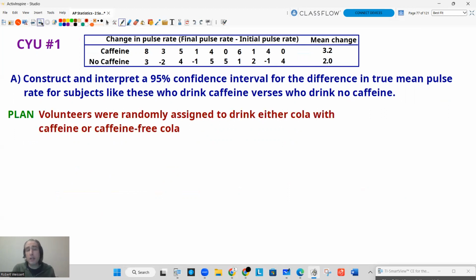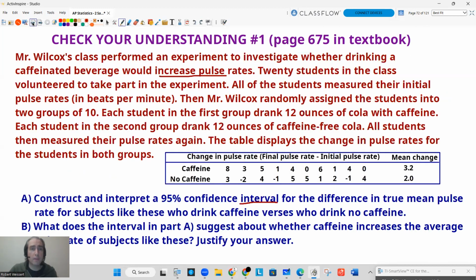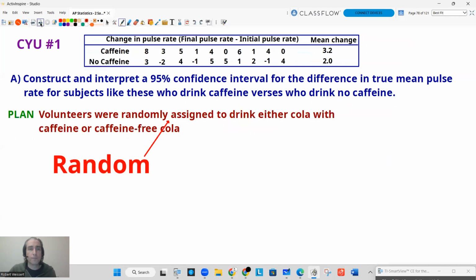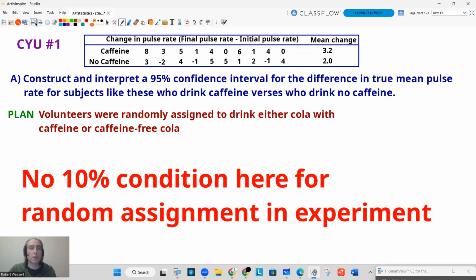All right, for our random, volunteers were randomly assigned to drink either cola with caffeine or caffeine-free cola. We were told that in the problem. You can go back to the stem of the problem and see that. 20 students in this class volunteered. All the students measured their initial pulse rates. Mr. Wilcox randomly assigned the students into 2 groups of 10. So it's right there in the problem. And that's your random condition.